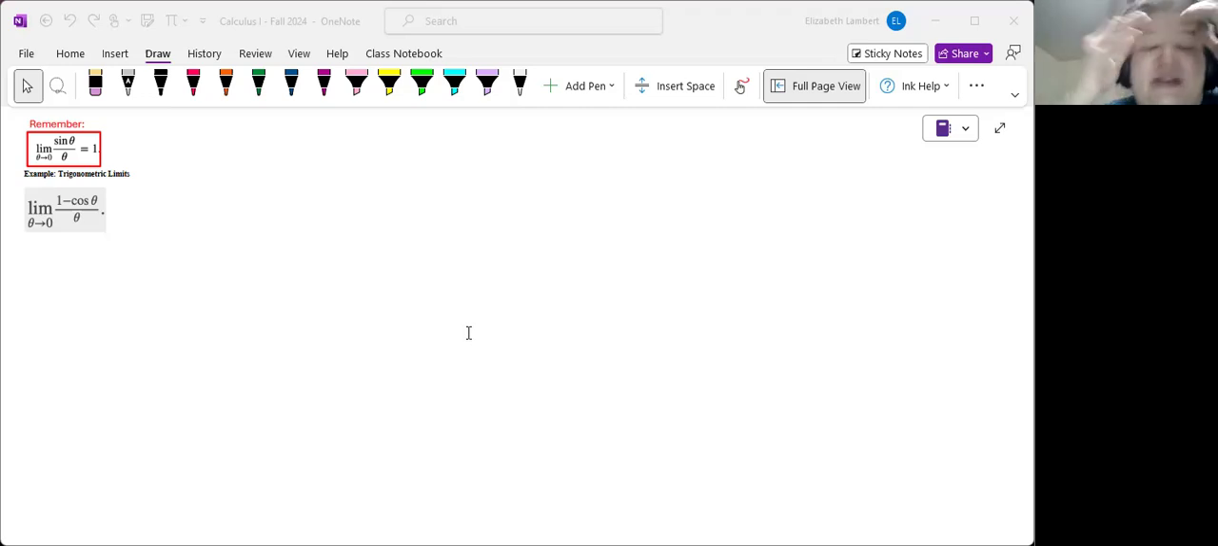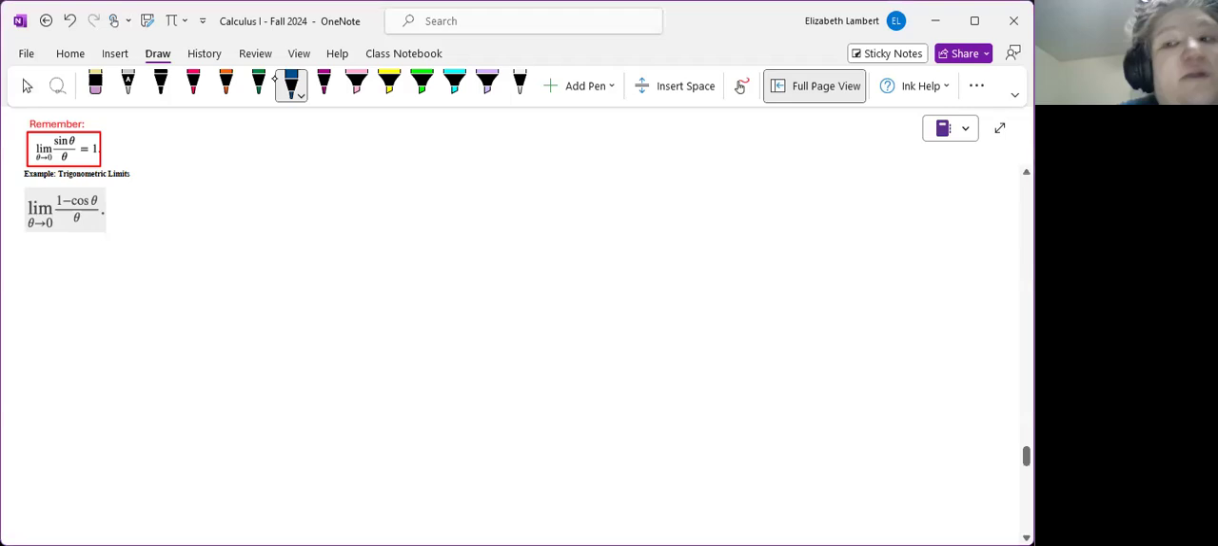So 1 minus cosine theta over theta. Man, when I was in school, this was the test question. Like, they went over it in class, but this is the one you had to prove on the test. And we're not doing that as far as I know. I'm just saying if you took a calc course before, you may have already had to do this.